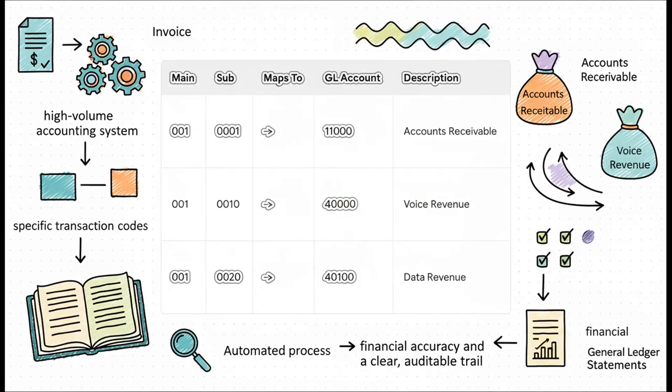And here it is, the final destination. This is the payoff. You can see the codes from the posting document on the left are perfectly, automatically mapped to specific general ledger accounts on the right. Code 0001 goes to GL account 11,000 for accounts receivable. 0010 maps to 4,000 for voice revenue, and 0020 maps to 4,100 for data revenue. Every single dollar from our original invoice now has a precise, permanent, and auditable home.